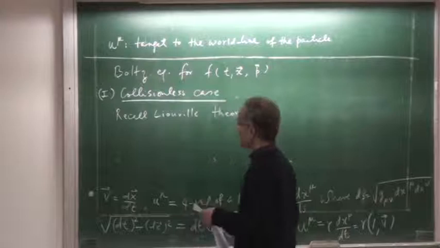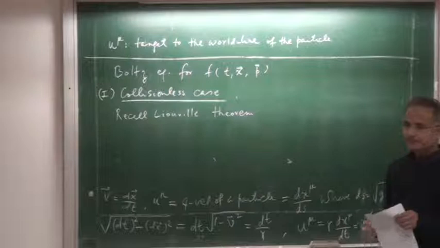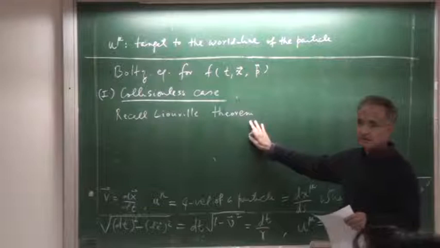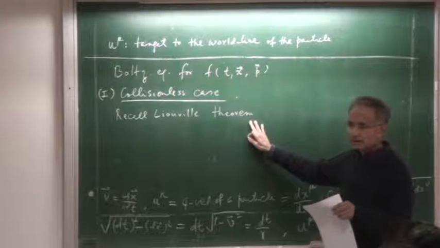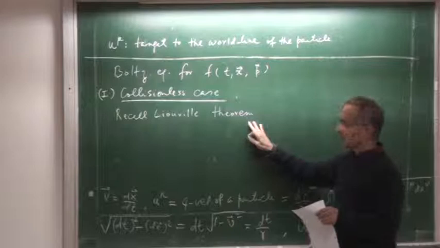You remember what the Liouville theorem is? The theorem tells you that the density in the phase space remains constant as the particles evolve. Or in other words, the fluid is incompressible in the phase space. Df by dt is zero, or df by ds.